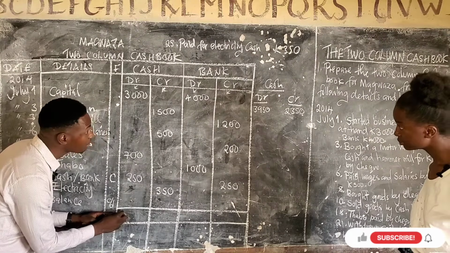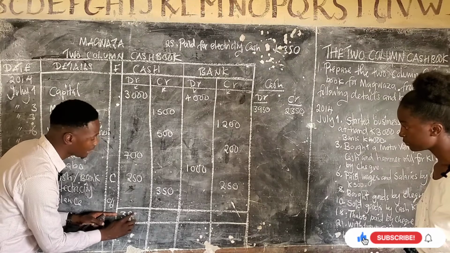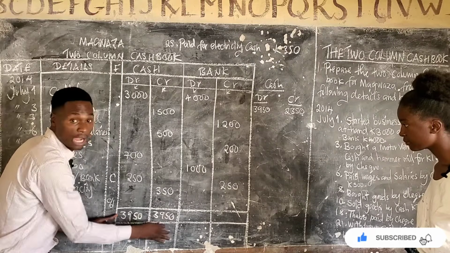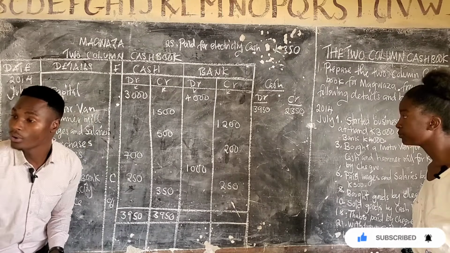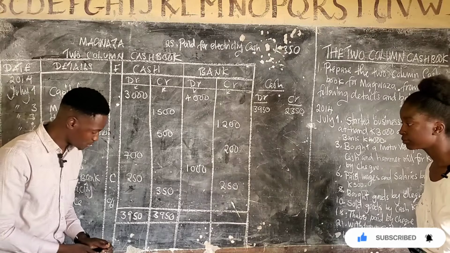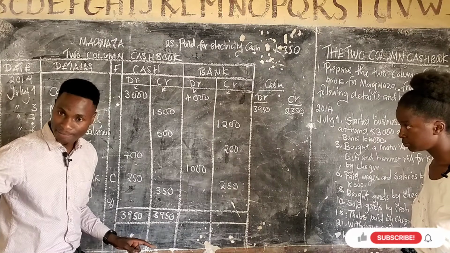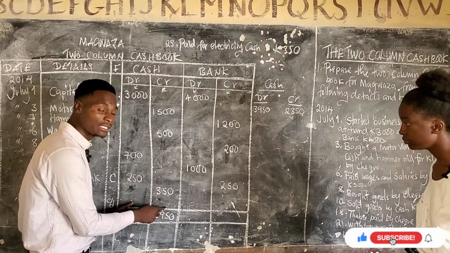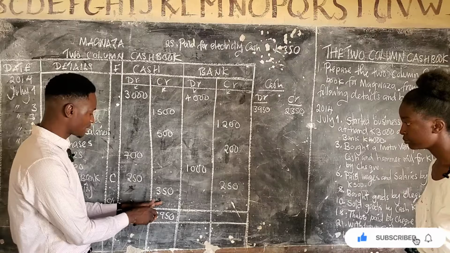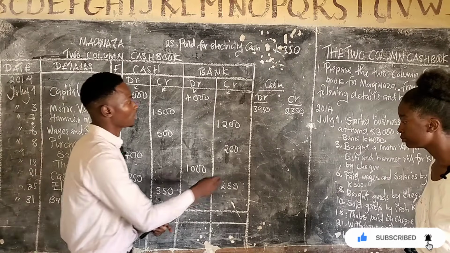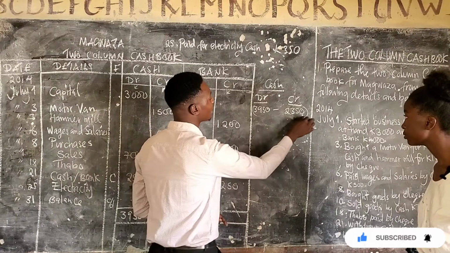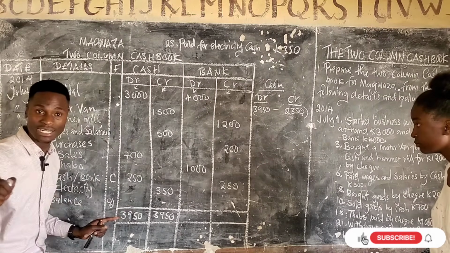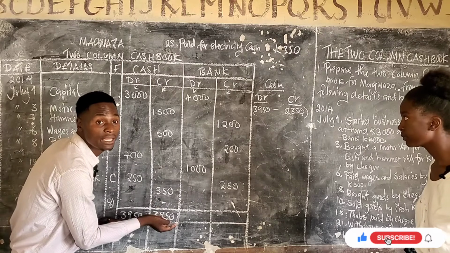So we're going to write 3,950, even here, 3,950, just for cash. Since the debit side is higher than the credit, you're going to subtract and come up with a difference. What's the difference? 1,600, you put it on the credit side.